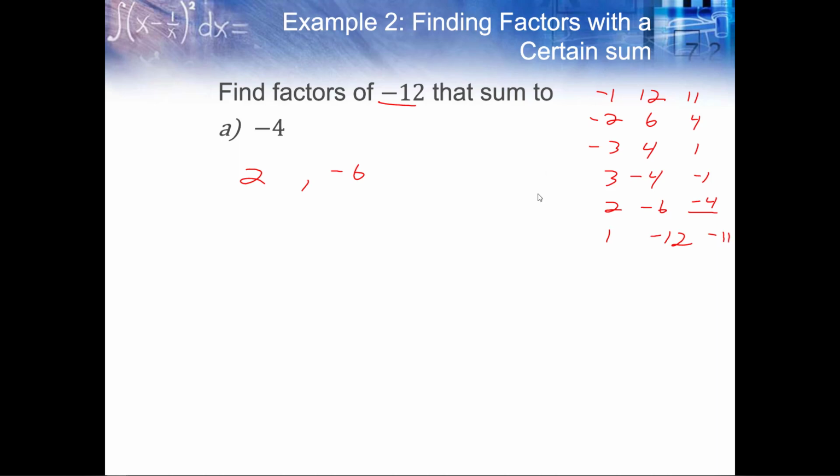But now we can actually use this table to figure out the rest of the problems that we have here. Here we want to find the factors of 12 that sum to 11. Well, here they are, and that would be negative 1 and 12. And then finally, factors of 12 that sum to negative 1, that would be 3 and negative 4.